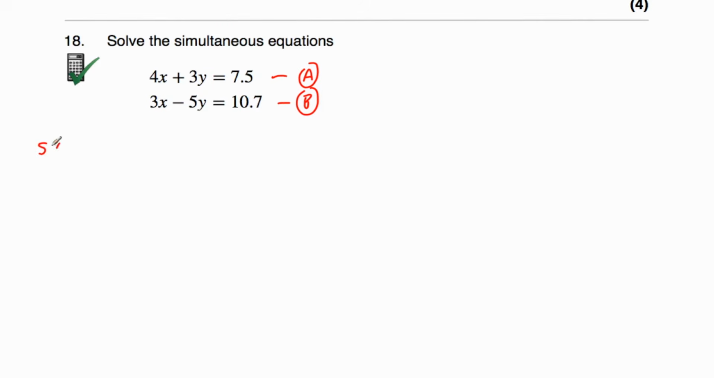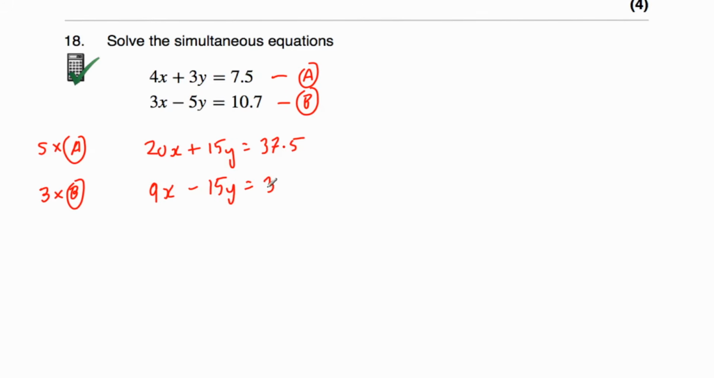So we're going to do 5 times equation A, and if we do 5 times equation A, that would give me 20x plus 15y is equal to 37.5, so that's 5 times equation A. Now we're going to do 3 times equation B, and if we multiply equation B by 3, we will get 9x minus 15y, and then 10.7 times 3 would be equal to 32.1. So we've multiplied equation A by 5, and we multiply equation B by 3. Now we've got our answers, we're going to add them together to cancel out the y's. So let's add and see what we get.